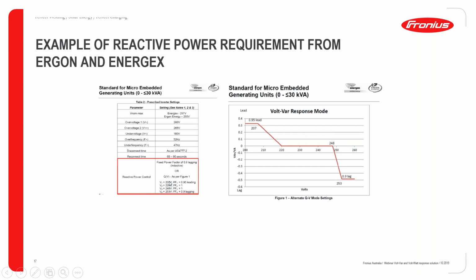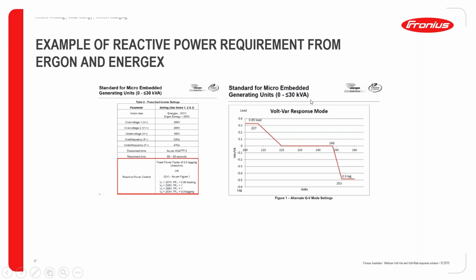So what it means is that whenever the AC voltage at the inverter terminals is 207 volts, the power factor of the inverter needs to be 0.95 leading. If the AC voltage is 220, power factor is 1. If the AC voltage is 248, again the power factor is 1. But as soon as we have the voltage increasing up to 253 volts, the inverter needs to produce its power with the 0.9 lagging power factor.